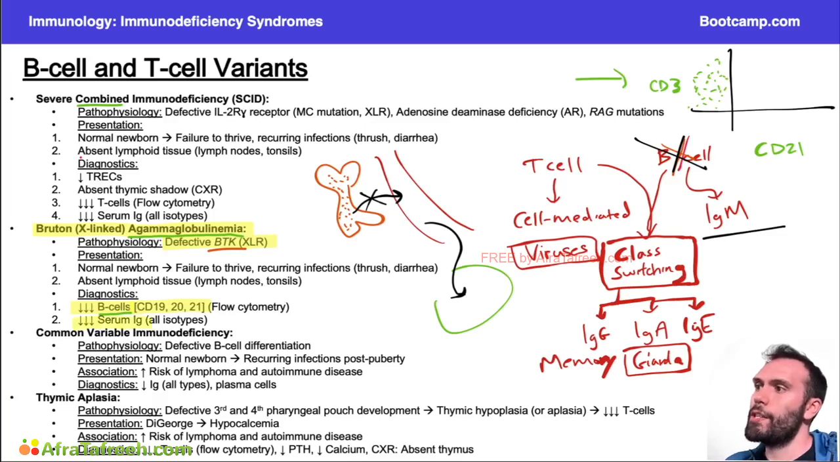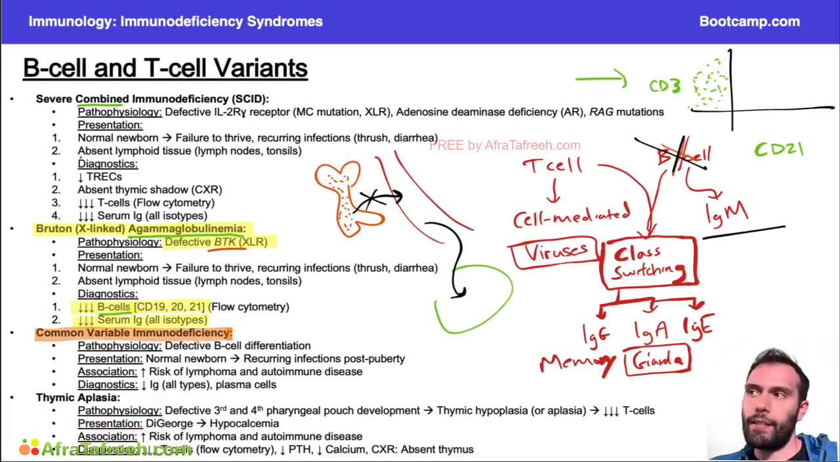And again, we just talked about this, all isotypes should be affected in Bruton's X-linked agammaglobulinemia. I also want to talk about common variable immunodeficiency because it often gets confused with Bruton's X-linked agammaglobulinemia because they're similar in that they both affect B cells, but they affect the B cells differently.